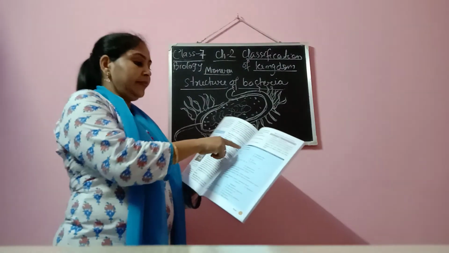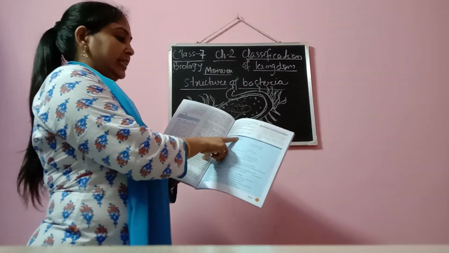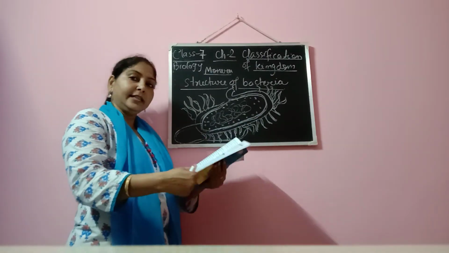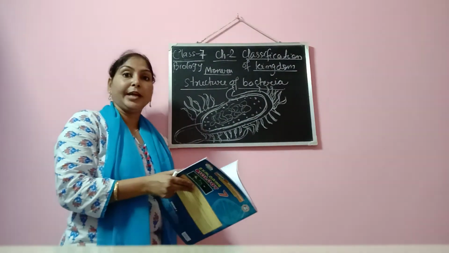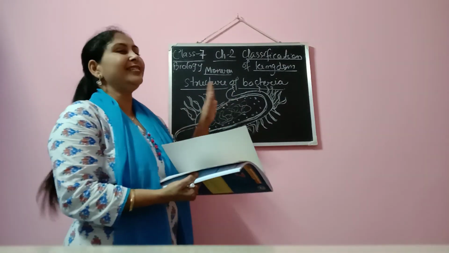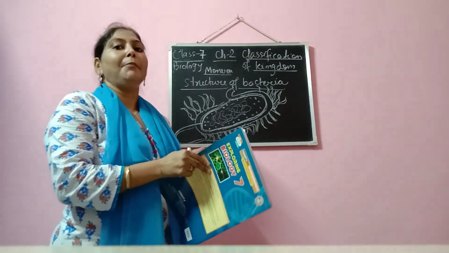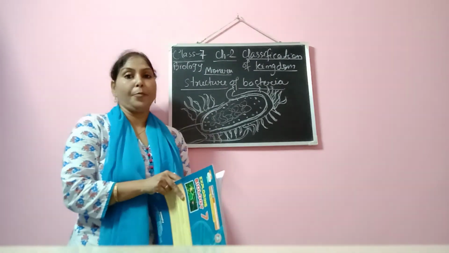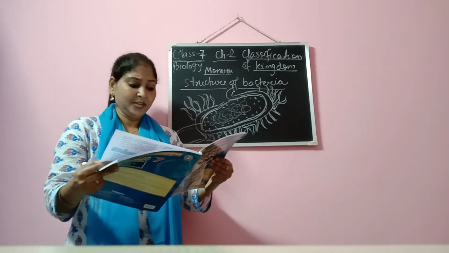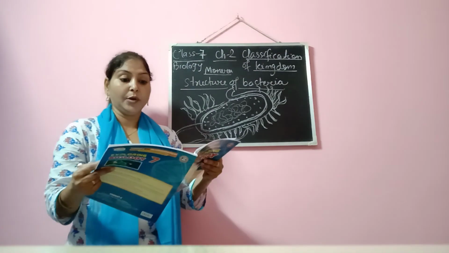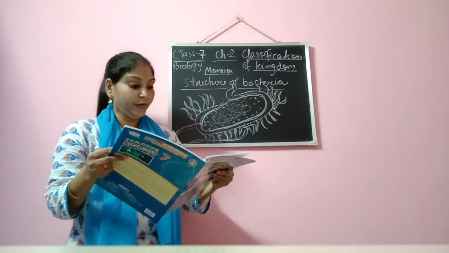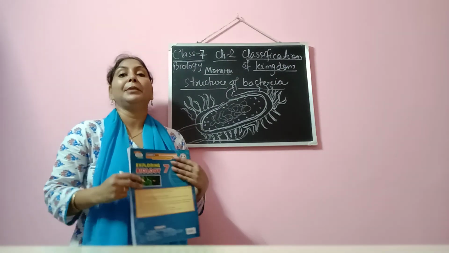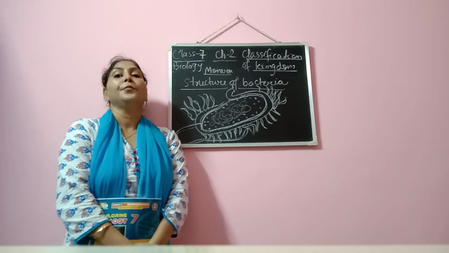Now you have this exercise for revision. You will complete this exercise in the book itself, and you will also read the chapter. At the same time, please draw the diagram of the structure of bacteria in your copy. Please read this chapter thoroughly, so that if you have not understood any point, you can ask me in the comment box. Also you can ask me in the help desk.